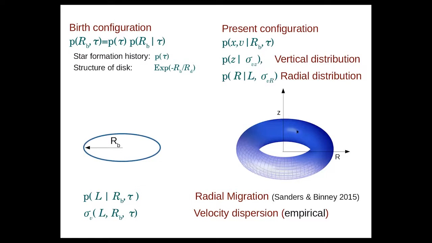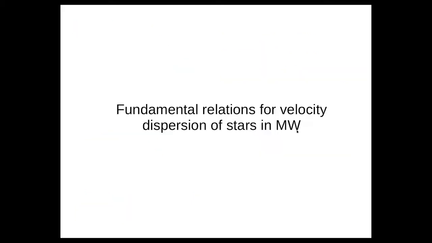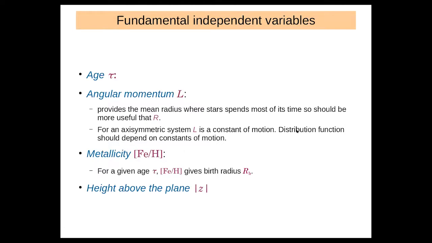Now that brings up the question, what determines the velocity dispersion of stars in the Milky Way? And what are the relations governing them? Typically, velocity dispersion has been studied as a function of age. We know it is due to scattering from spiral arms and giant molecular clouds. But it turns out this is a four-variable problem. There's additional dependence on angular momentum, metallicity, and height above the plane. Now, metallicity, as Michael talked about, at a given age, tracks birth radius.